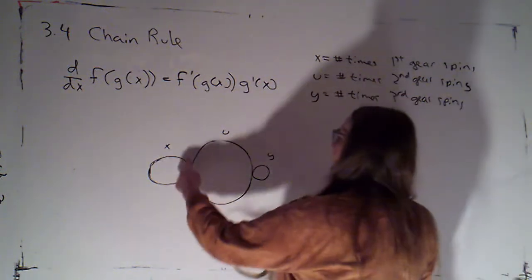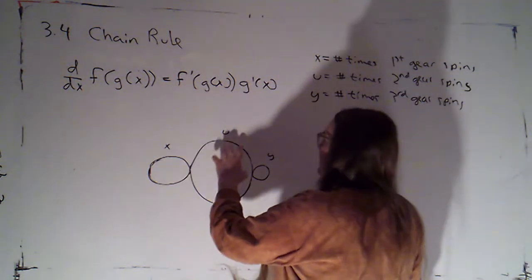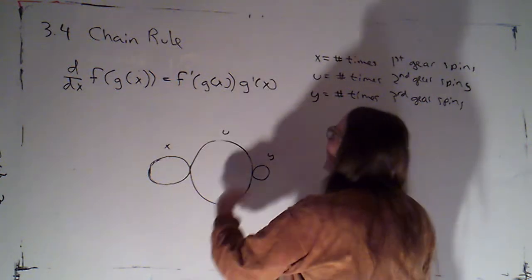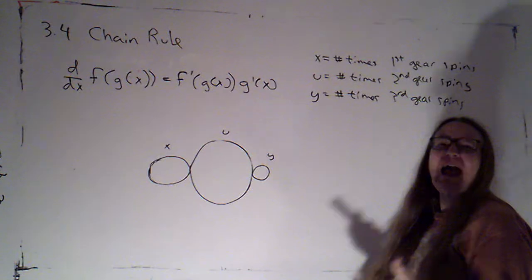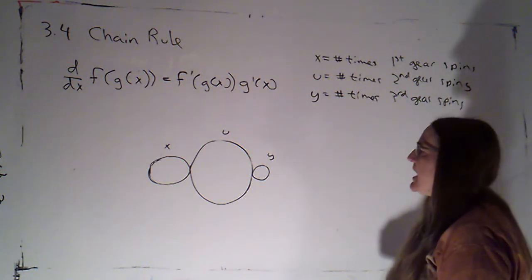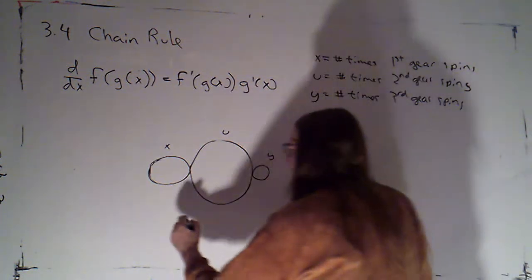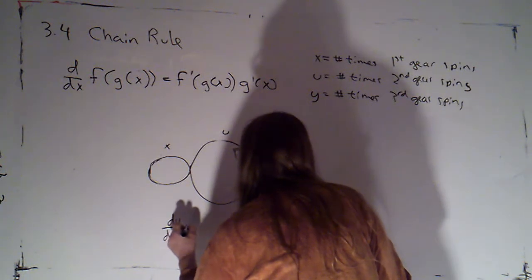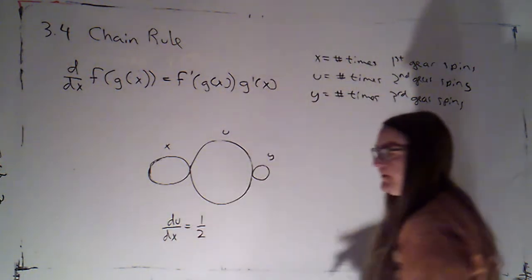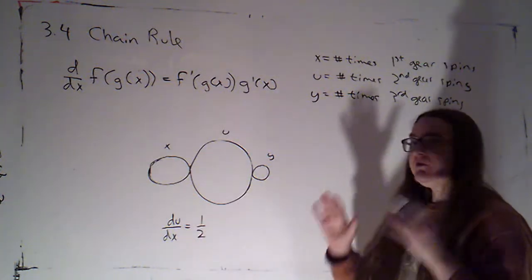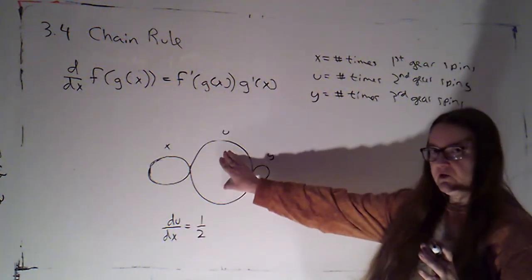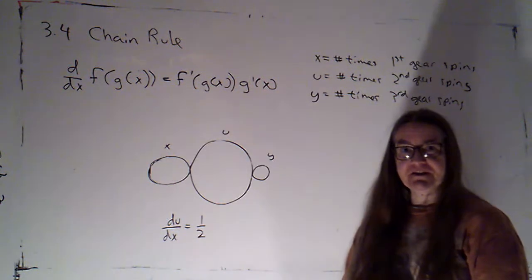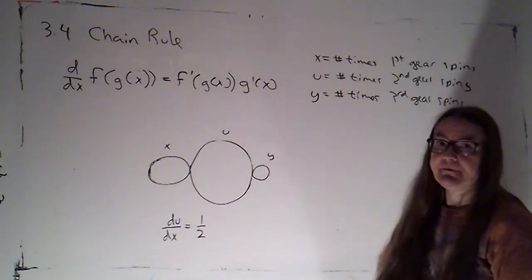Let's say that spinning x once, spinning the first gear once, so letting x be 1, causes the second gear to spin half a time. Okay? So I could write that as du by dx equals 1/2. The rate of change of u, the number of times the middle gear spins, with respect to x, the number of times the first gear spins, is 1/2.